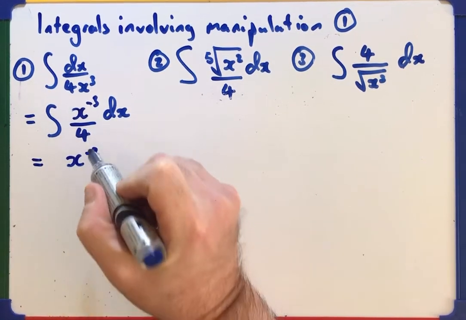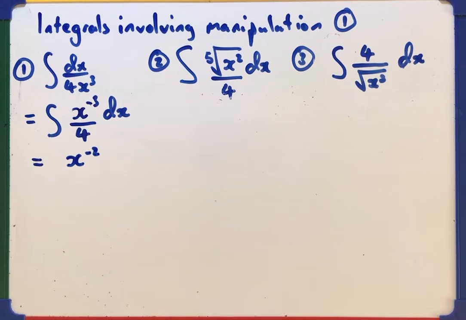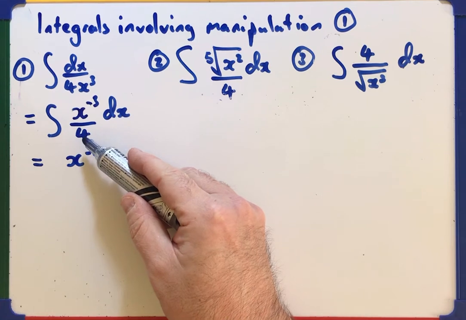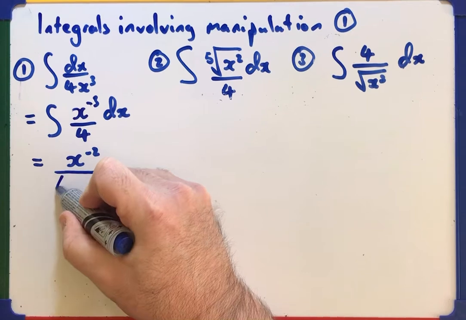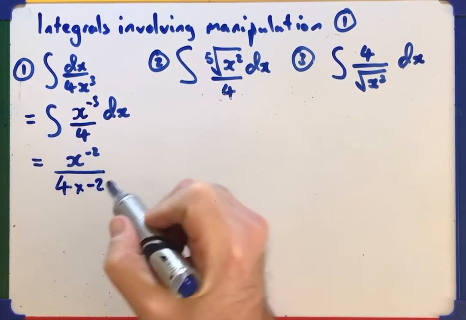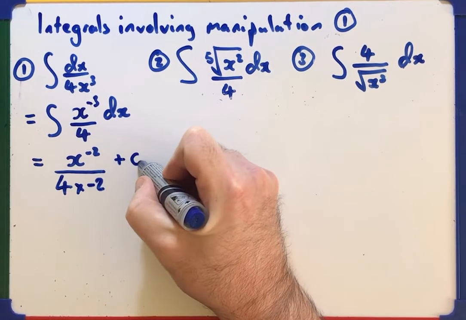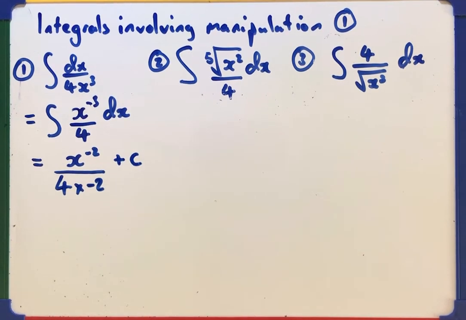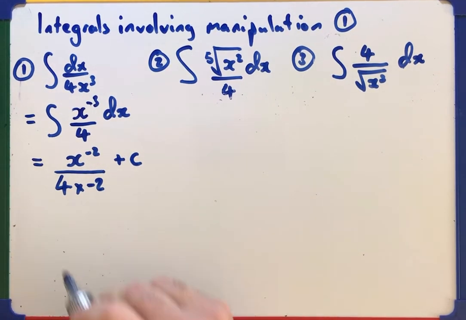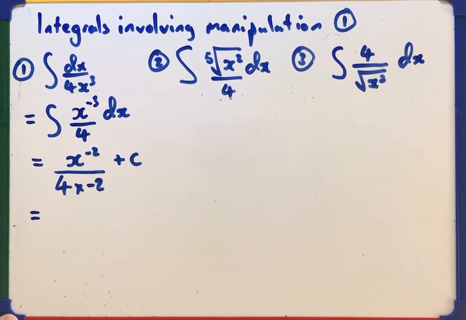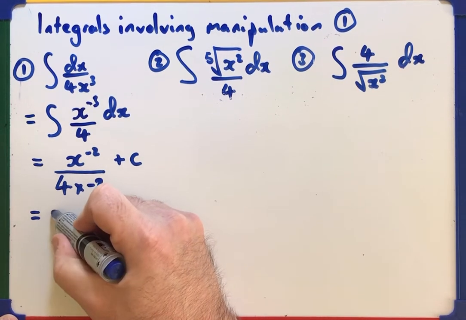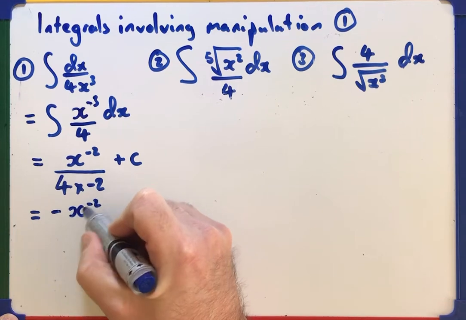And we have to divide by the new power. But dividing by minus 2 is the same as multiplying the bottom line by minus 2. So that's what I'm going to do. So we have 4 times minus 2 on the bottom line, and I mustn't forget to add on my constant of integration, c. So let's tidy this up a bit. 4 times minus 2 is minus 8. But we normally put the minus on the top line. So first of all, I could write this like that.